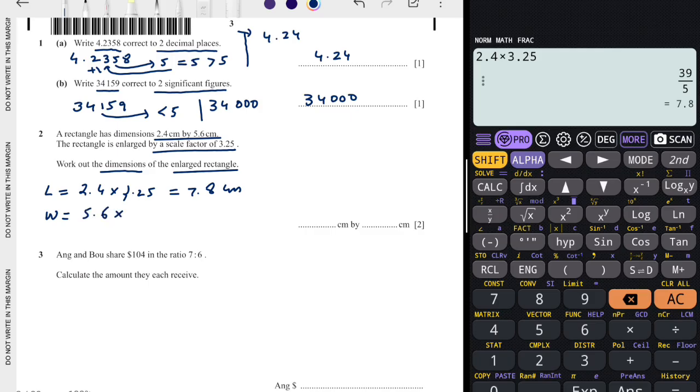and width is equal to 5.6 multiplied by 3.25. So this would be 18.2. So these are the answers. 7.8 centimeter by 18.2.